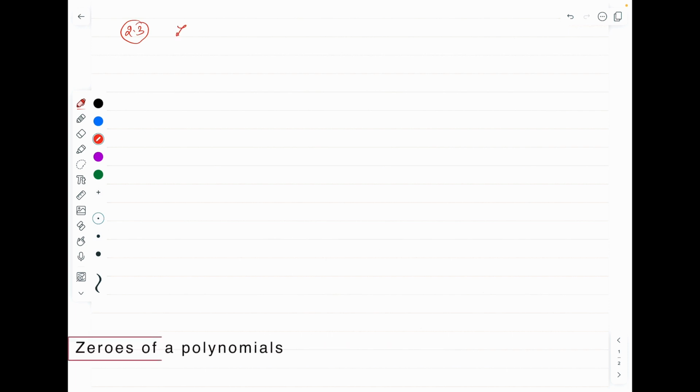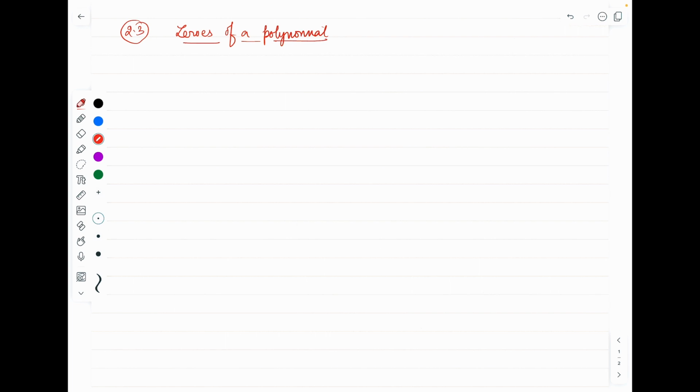In the previous section of polynomials, we learnt about polynomials, the different classification of polynomials, the degree of a polynomial, what is a term, and what is a coefficient of a polynomial. So all those things we have read about in the previous section. Today, we are going to learn about the third section, that is zeros of a polynomial. So what is zeros of a polynomial?